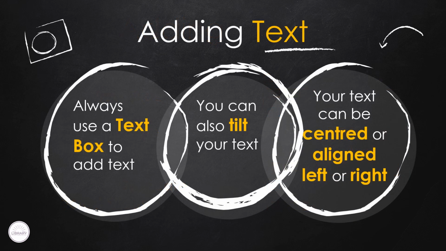It's easy to add text to any slide. Choose Insert, then Text Box, then add your own wording. You can move your text boxes around and position them where you'd like by dragging them into place. Your text can be centered or aligned left or right. You can also tilt your text box to any angle.